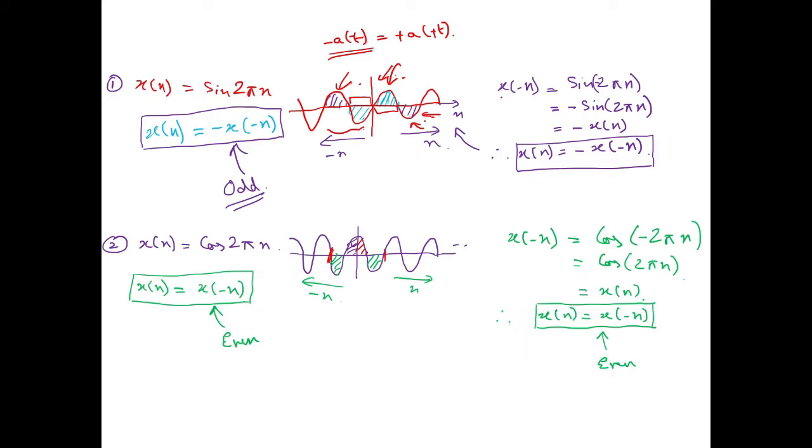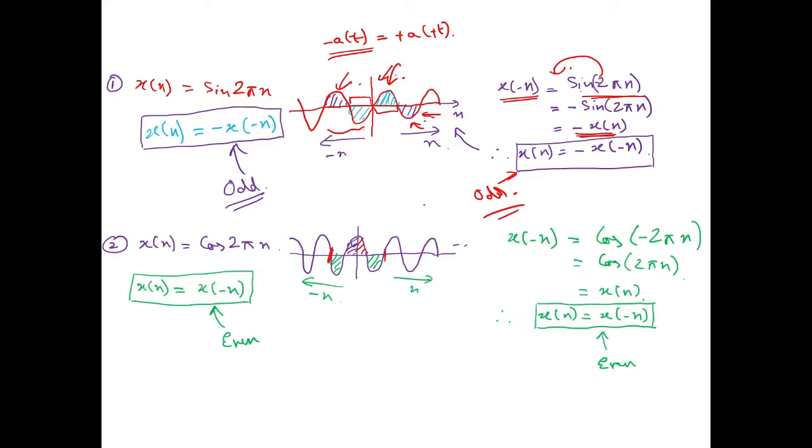If you see x of minus n, it is equal to sine of minus 2 pi n. So we can take this negative out, so it becomes minus of sine of 2 pi n because of the trigonometric functions. So it is nothing but minus of x of n. Therefore x of n is equal to minus of x of minus n. So this is an odd function.